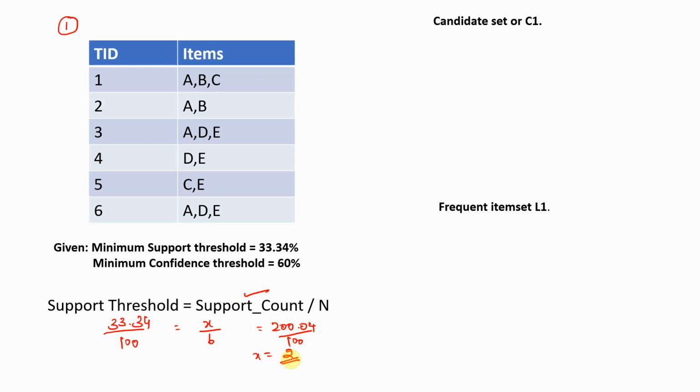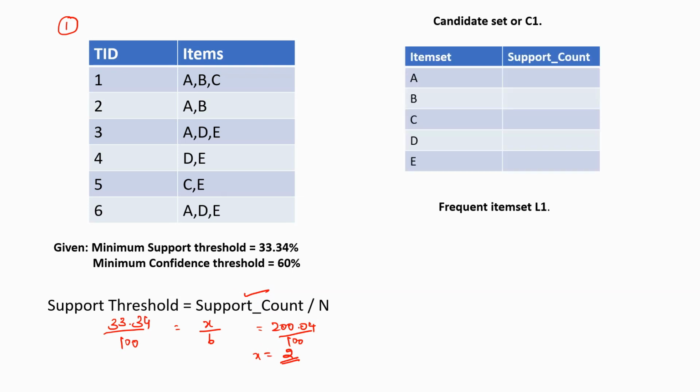Now the second step: identify the item sets with a size of 1. I keep the item sets as the unique values A, B, C, D, E. How many times is A purchased in the transactions? 1, 2, 3, 4. So I write my support count as 4. How many times is B purchased? 1, 2. How many times did C get purchased? Again 1 and 2, so 2 times. How many times did D get purchased? 1, 2, 3. And E: 1, 2, 3, 4.